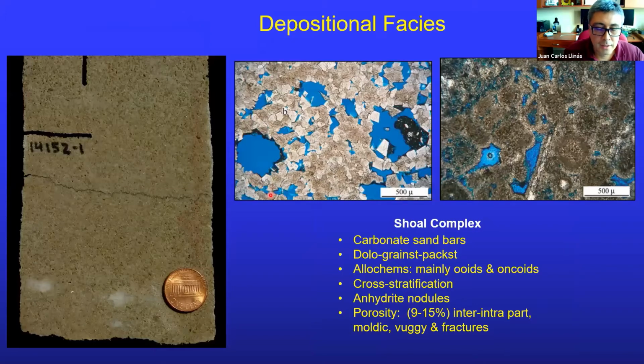Continue with the facies and sub-environments. The next one, deposited on top of the previous one, is the shoal complex. This consists of carbonate sandbars of dolograinstones and dolopackstones. The allochems are mainly ooids and peloids, sometimes bioclasts, as you see here in the picture. And it has some anhydrite nodules. You start to see the influence of the evaporites here. Porosity is pretty good, between 9 and 15% for this facies, mostly intraparticle, moldic, vuggy, and fractures again.